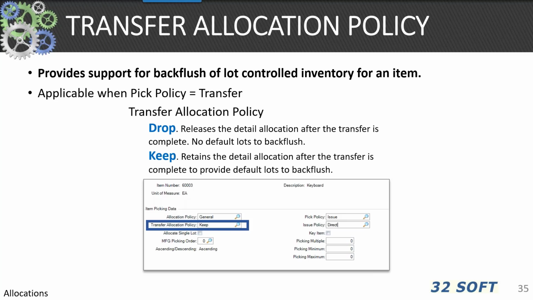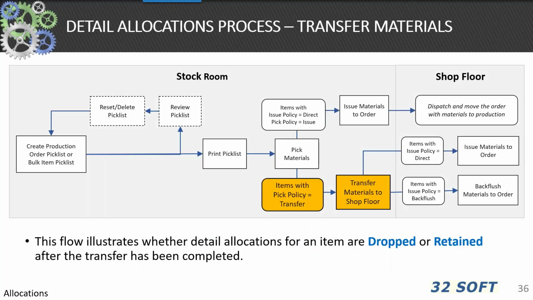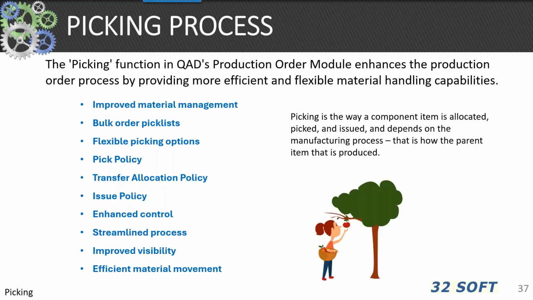Or you could set the allocation transfer policy to keep. In that case, the lot controlled items that are allocated and picked for the production order are issued and backflushed to that exact same order. With keep, there is a high degree of accuracy and integrity for allocations, pick lists, and inventory control. This is a flow that illustrates whether the detail allocations for an item are dropped or retained after the transfer is completed. Again, you may need to study the flow diagram to better understand this transfer allocation policy.